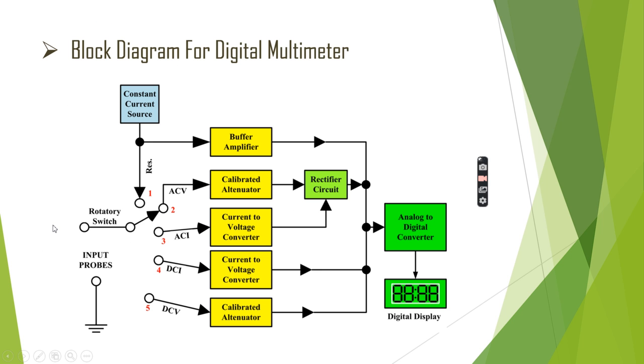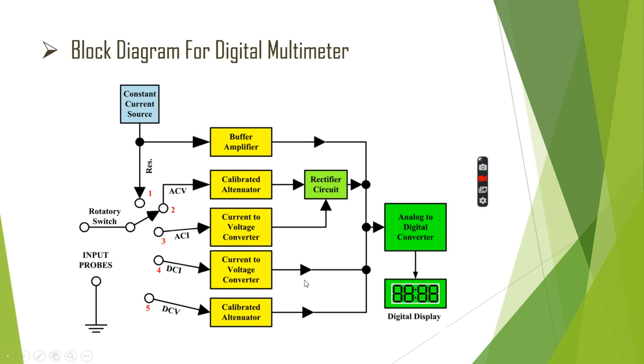This is a block diagram of digital multimeter. This shows us how the digital multimeter actually works. If we connect an unknown resistor across its input probes, keep rotary switch in position 1, the proportional current flows through the resistor from constant source. According to Ohm's law, voltage is produced across it. The voltage is directly proportional to its resistance. This voltage is buffered and fed to AD converter to get display in ohms.